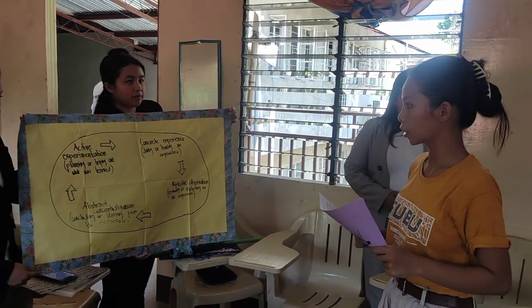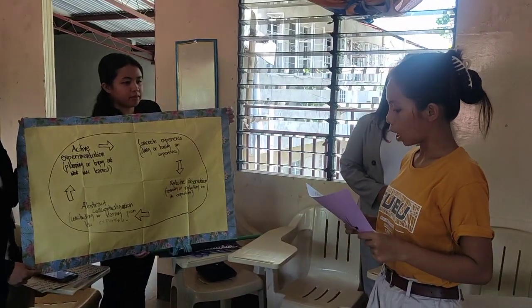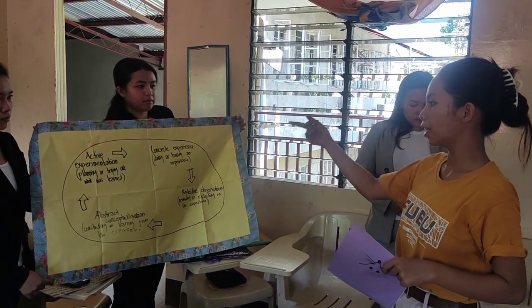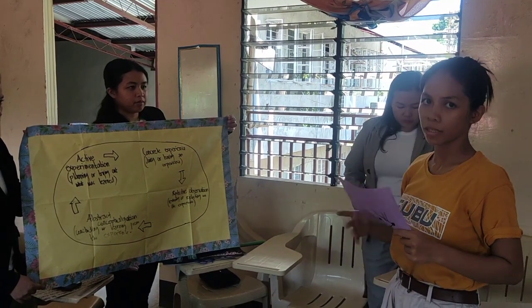The last one is active experimentation. So this cycle is the testing stage, like planning or trying out what was learned. That's all.